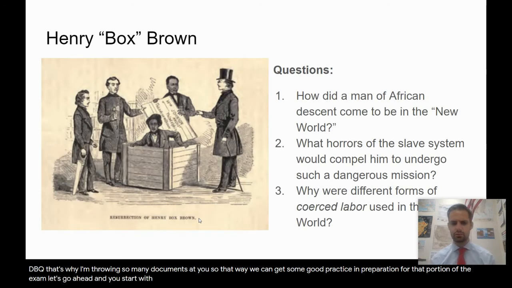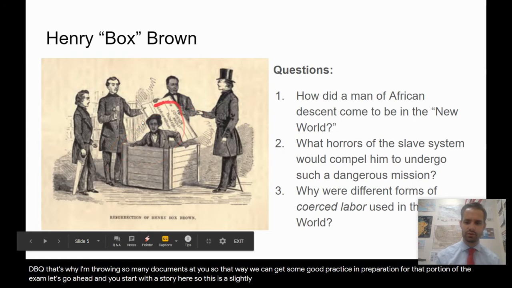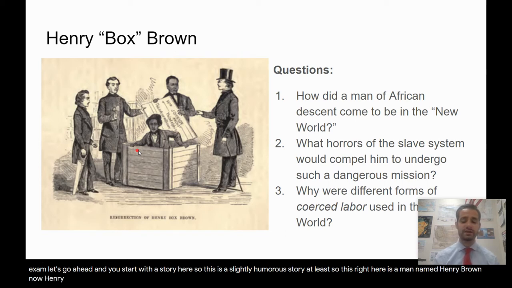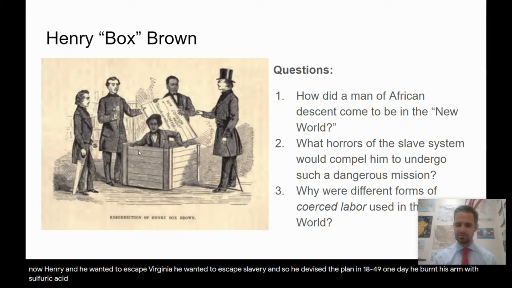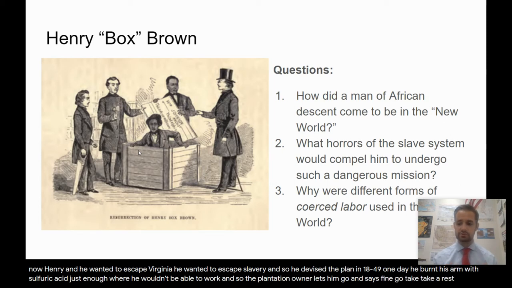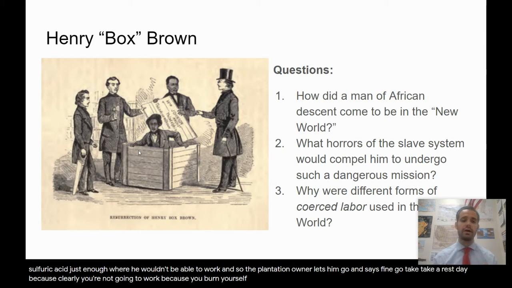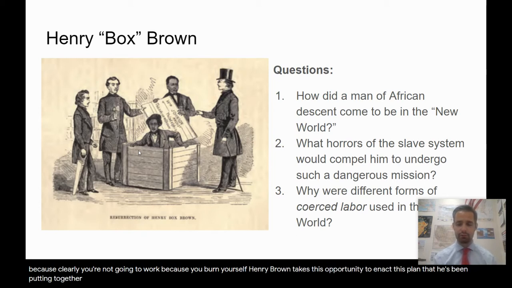Let's go ahead and actually start with a story here. This is a slightly humorous story, at least. This right here is a man named Henry Brown. Henry Brown was a slave in Virginia, and he wanted to escape Virginia. He wanted to escape slavery. And so he devised a plan. In 1849, one day, he burnt his arm with sulfuric acid, just enough so that he wouldn't be able to work. And so the plantation owner lets him go and says, fine, go take a rest day, because clearly you're not going to work because you burned yourself. Henry Brown takes this opportunity to enact this plan that he's been putting together for the last couple years.